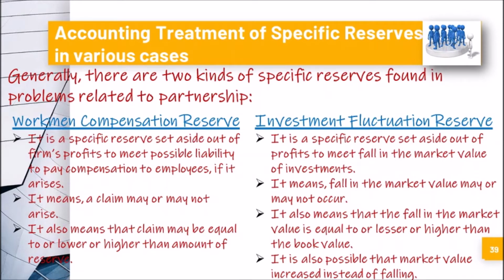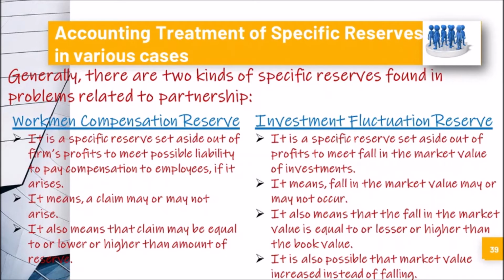Okay, see, workman compensation reserve. It is a specific reserve set aside out of the firm's profit to meet possible liability to pay compensation to employees if it arises. Fine. It means a claim may or may not arise. We already know that. It also means that the claim may be equal to, lower or higher than the amount of reserve.